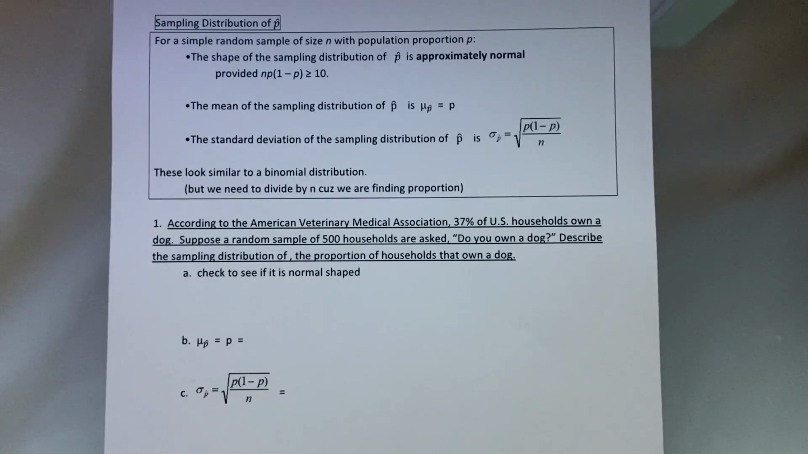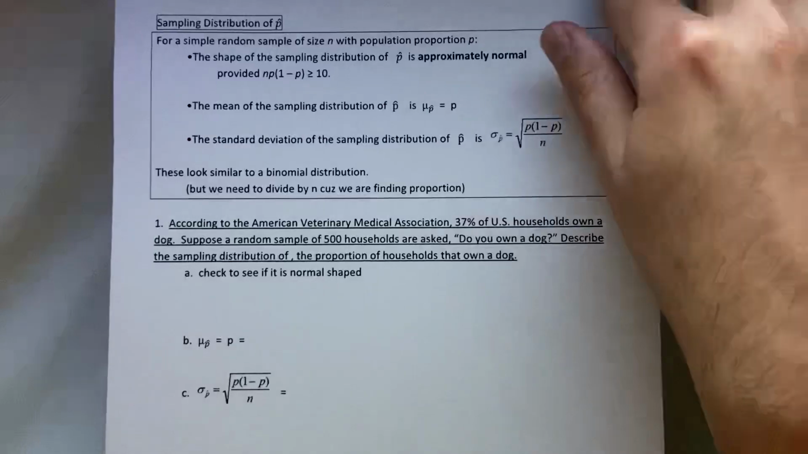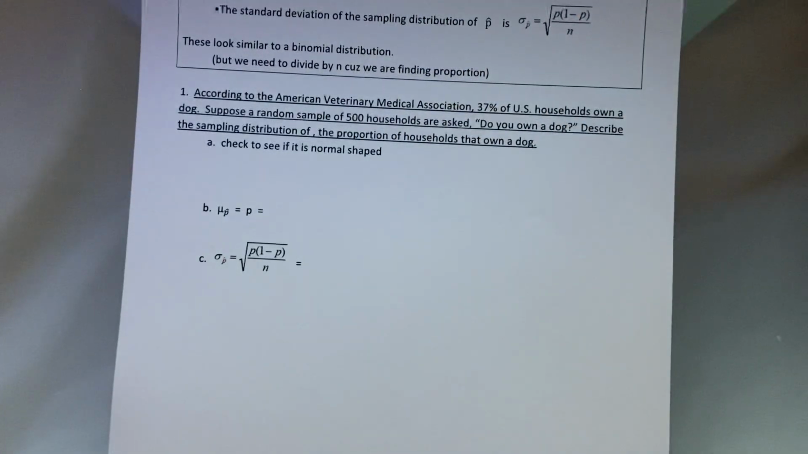The standard deviation for p hat is the square root of p times 1 minus p over n. This should look similar to the binomial distribution, where you have to divide by n again because you're doing a proportion. Now, if you divide the square root of n times p times 1 minus p overall by n, it ends up that you've got a square root of n in the denominator. That's just how powers work.